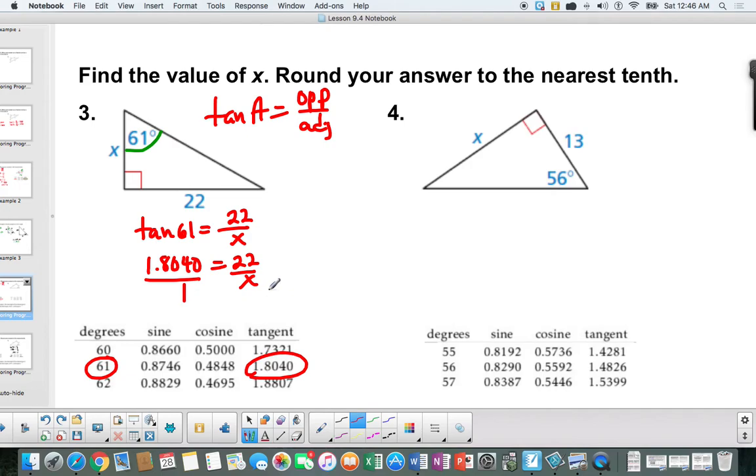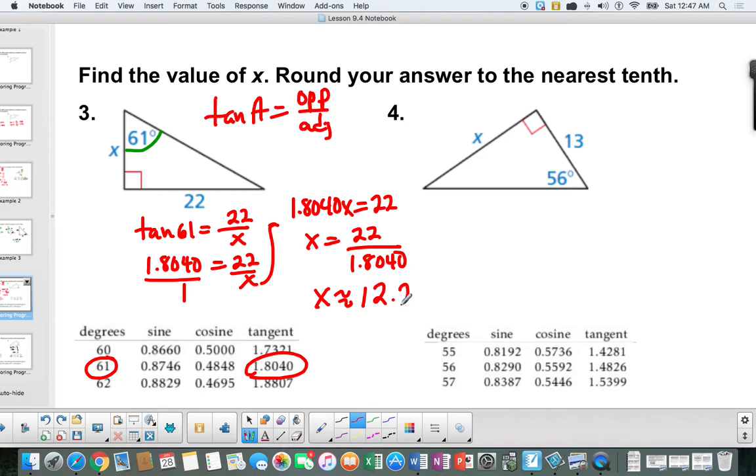Now I'm going to cross multiply, and when I cross multiply, I'm going to get 1.8040x is equal to 22. Use my algebra skills to solve for x, and then I have to go to the calculator, and I'm going to be rounding to the tenths place. So this is 22 divided by 1.804, and I get about 12.2.